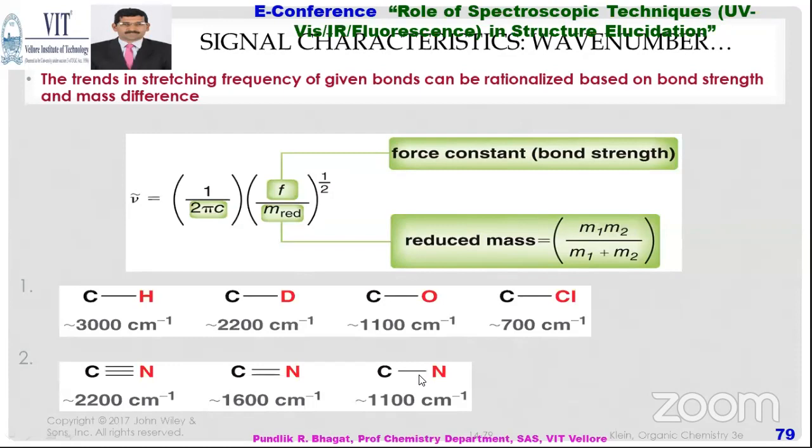See carbon-carbon single bond. Here carbon nitrogen single bond, carbon nitrogen double bond, and carbon nitrogen triple bond. So here you will find that carbon nitrogen triple bond is absorbing at higher frequency compared to single bond. So this is helping to know from Hooke's law how force constant is directly proportional, that is bond strength.